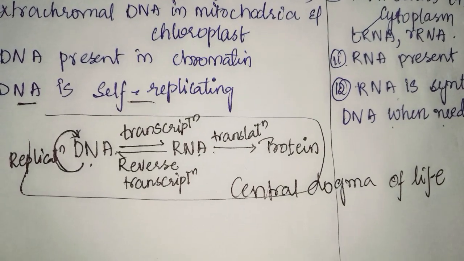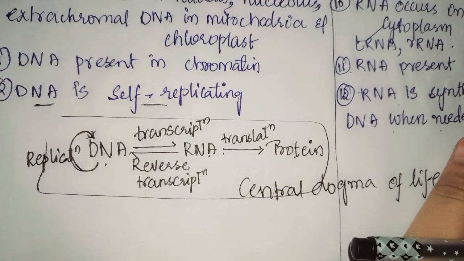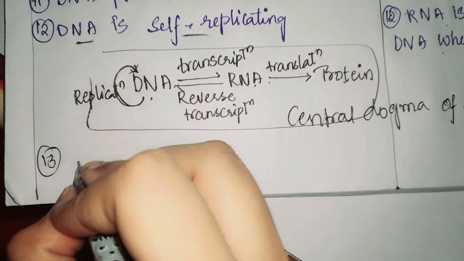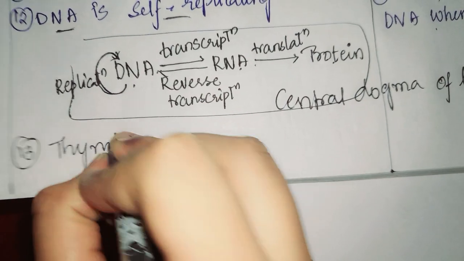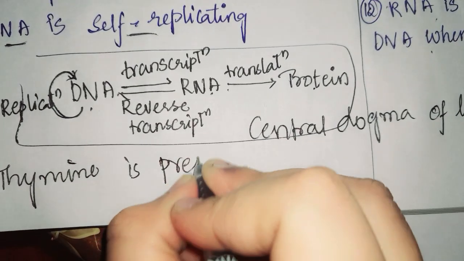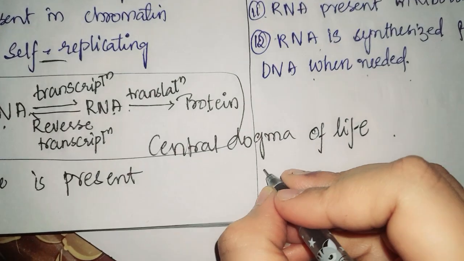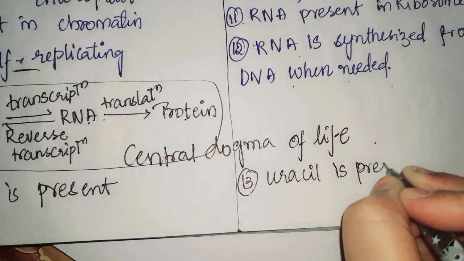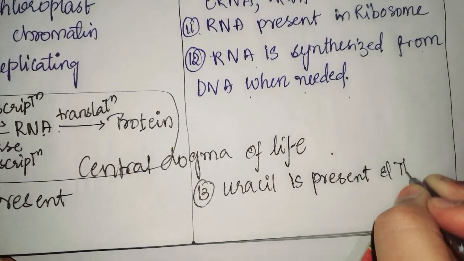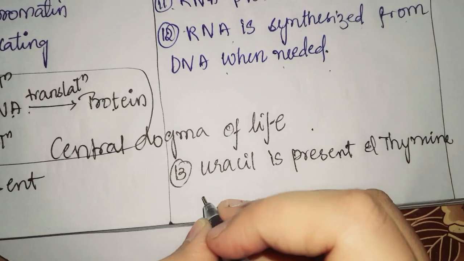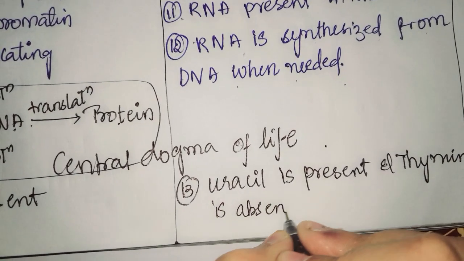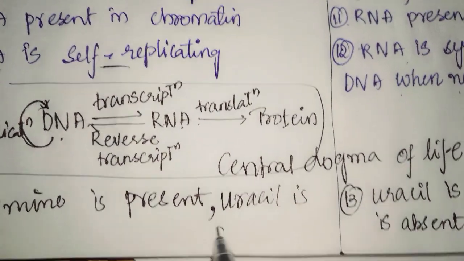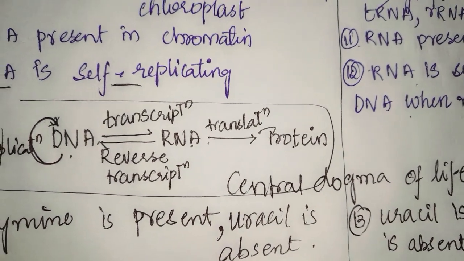Am I right? Now we'll see one more difference, which is very basic. We can write that also if we want. Thymine is present in DNA. And if we talk about RNA, uracil is present and thymine is absent. Here you can write, uracil is absent. Okay, this is also a difference.